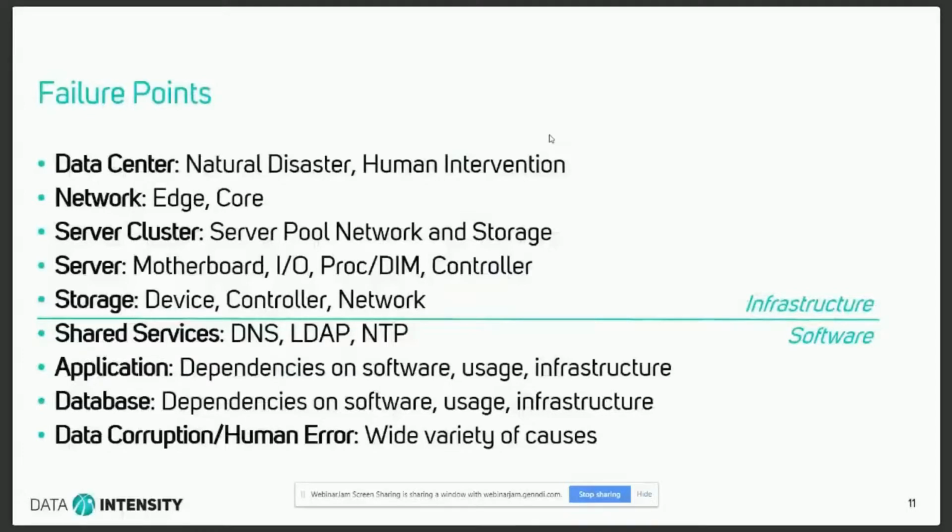So now we're going to get into a few key topics related to availability. Typical failure points within a traditional data center environment usually fall into 2 categories: infrastructure and software. From an infrastructure perspective, you've got things like data centers and networks. If you're virtualized, you'll have server clusters, the individual servers and the way that they're configured, as well as storage devices. All of those things have failure points, and to truly calculate the potential risk of failure, you have to take each one of those failure points and multiply it.